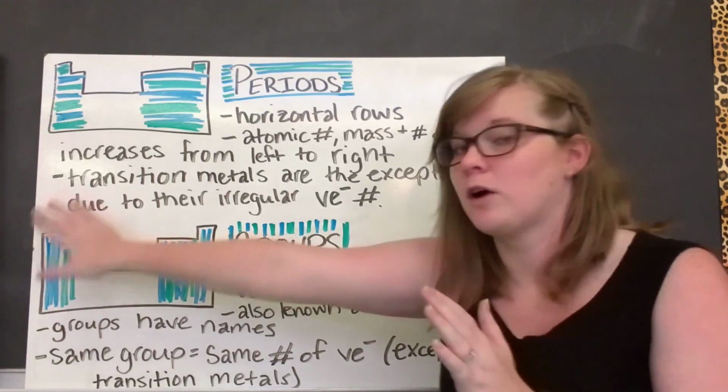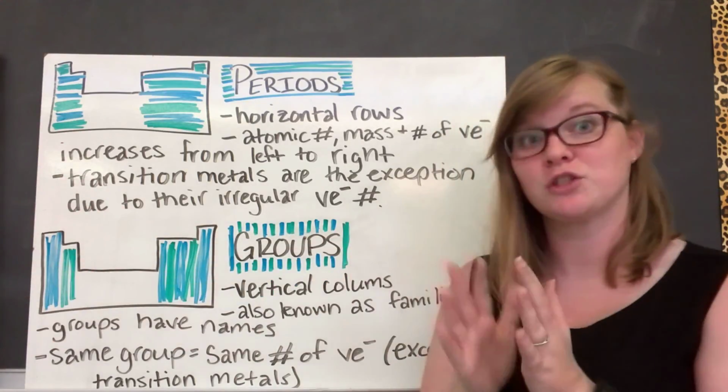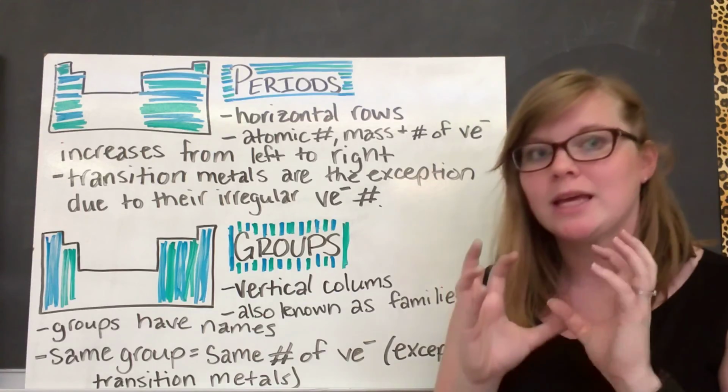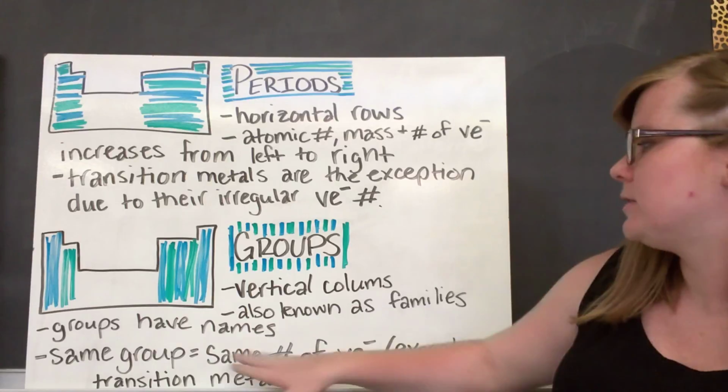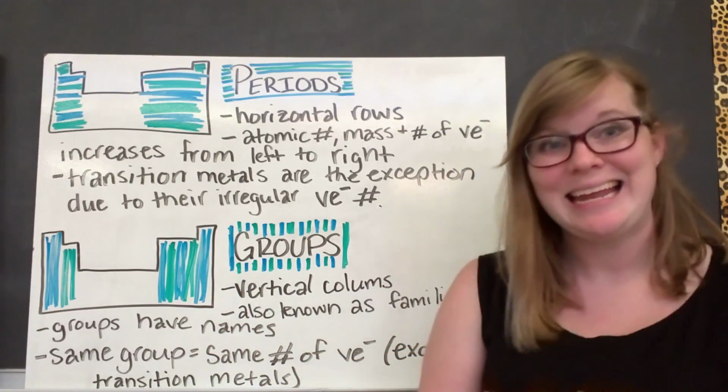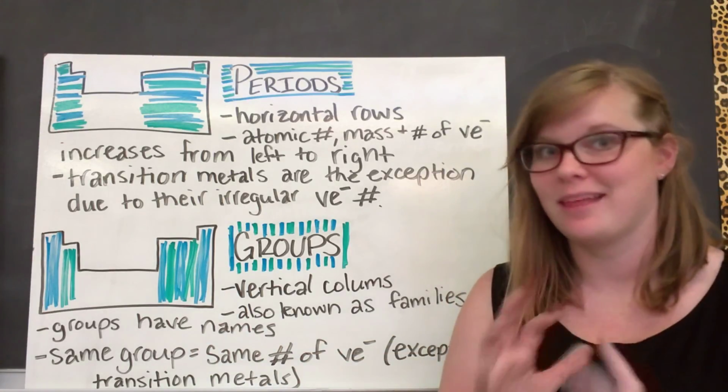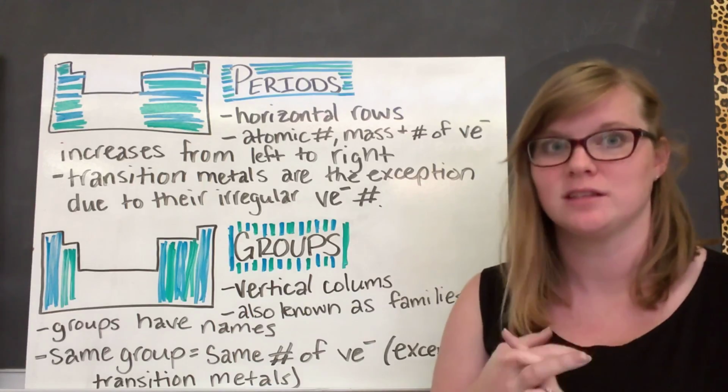For instance, all of our alkali metals, every element in that first group is going to react really explosively with water. So, same group, same number of valence electrons, again, except for our transition metals, that's where we get a little tricky because of those valence electron numbers.